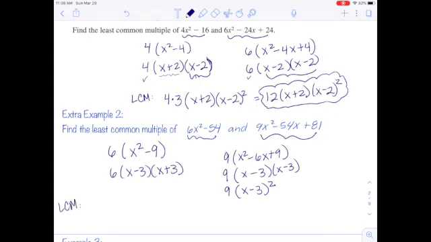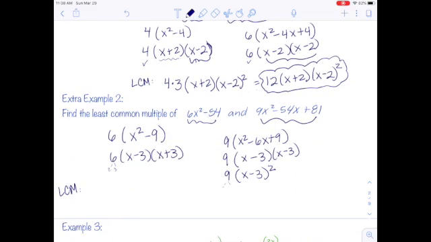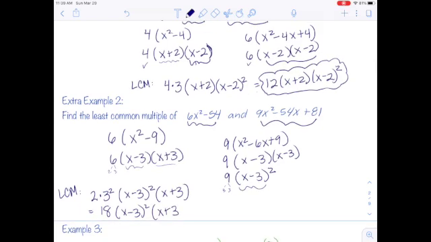So your least common multiple, go term by term. 6 has a 2 and a 3, and the 9 has a 3 and a 3. So we're going to take the bigger power: 2 multiplied by 3 squared, multiplied by x minus 3 squared, the bigger power, since everyone has an x minus 3, and everybody needs a factor of x plus 3. Then simplify that down a little bit. You get 18 multiplied by x minus 3 squared times x plus 3.